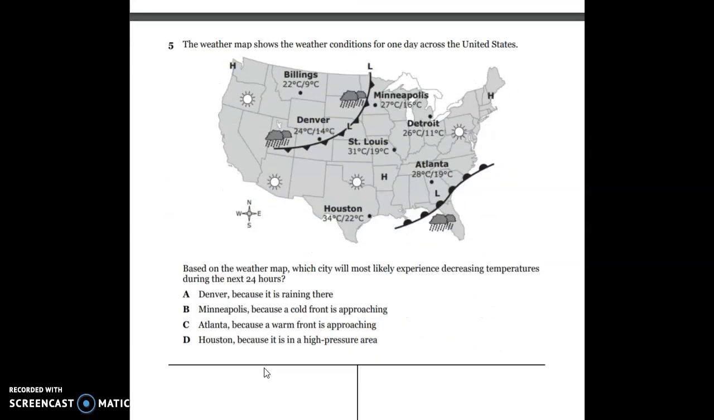Number 5. The weather map shows the weather conditions for one day across the United States. Based on the weather map, which city will most likely experience decreasing temperatures during the next 24 hours? Denver, because it's raining there.